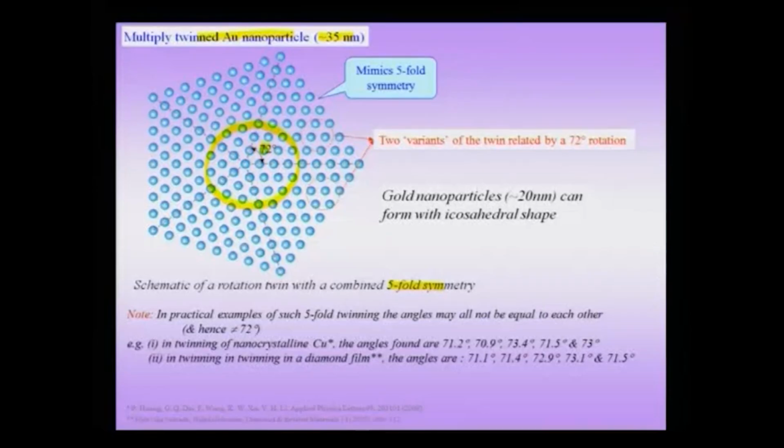The two variants, in an ideal circumstance in such a crystal, could be related by a 72-degree rotation. The 72 degrees is of course an ideal kind of rotation I am talking about, and if you refer to some of the publications, you would notice that the actual angles involved could be close to 72 degrees, but they may not be exactly 72 degrees. For instance, they could be 71.2, etc. So, they are close to 72 degrees, giving this some sort of close to a 5-fold rotation. In twinning of a diamond film, for instance, the angles have been found to be again close to about 72 degrees.